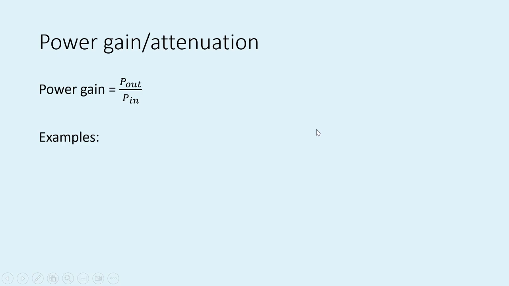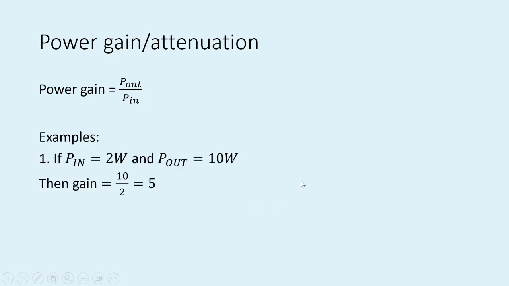And we know the voltage gain is the voltage V out over V in. Power gain is a very similar equation. It's just power out over power in. So if we were told the input power is 2 watts and the output power is 10 watts, obviously the multiplier is 5, the gain must be 5. 10 over 2 is 5.